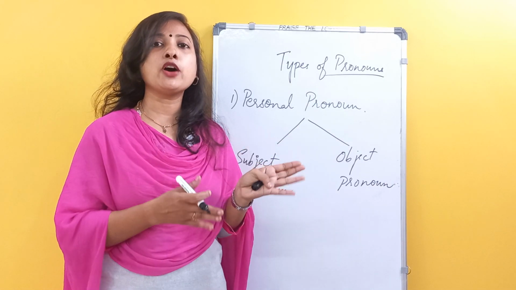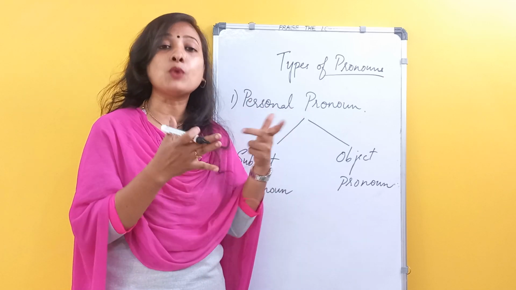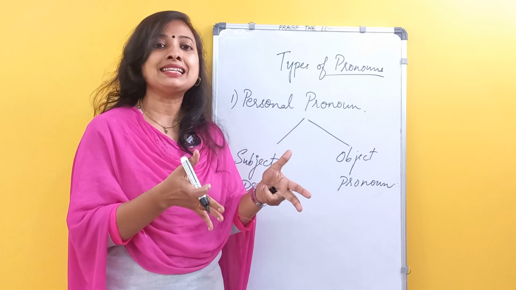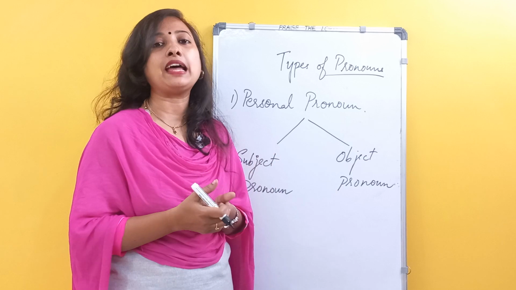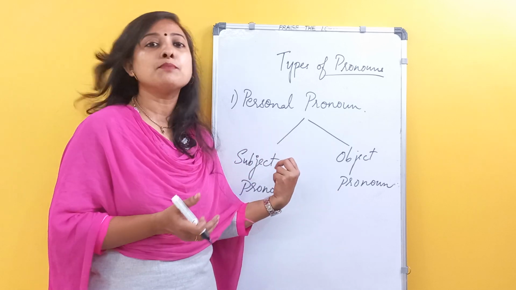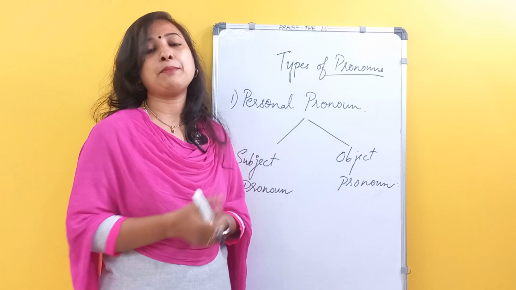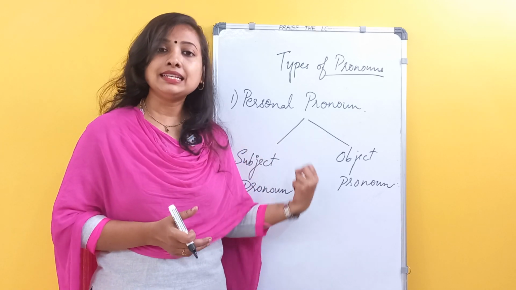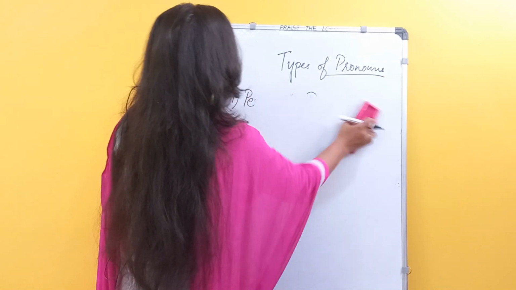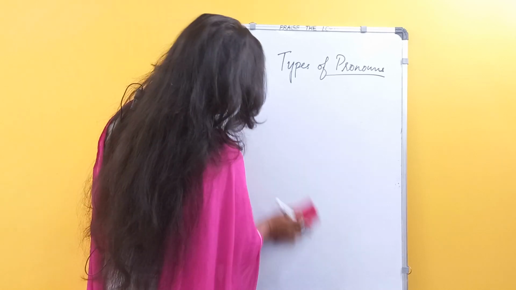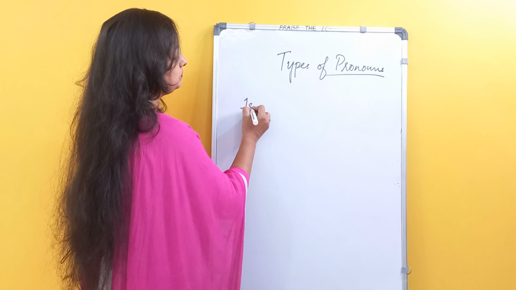What is the subject pronoun? What is the object pronoun? Like we have just seen what a subject is: someone who is doing the action, the doer, we call the subject. So when we say subject pronoun, instead of using the subject as a noun, pronouns are used. So what are these subject pronouns first of all? To know that, you need to know first person.